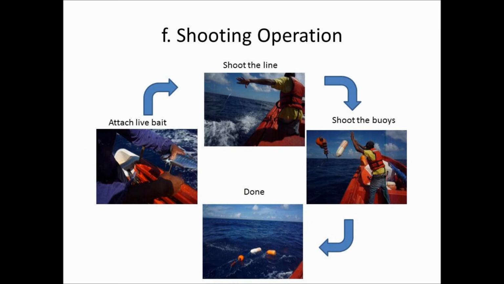The shooting operation. Once the live bait is properly attached, fishers then proceed to shoot line from the reel. When this line is complete, the buoy is shot off to the bow of the boat or along the side of the boat, and the job is complete. He now can wait for fish to get onto his buoy.